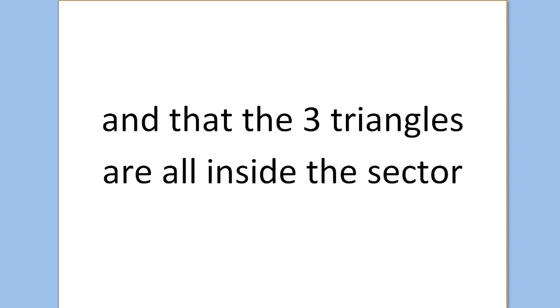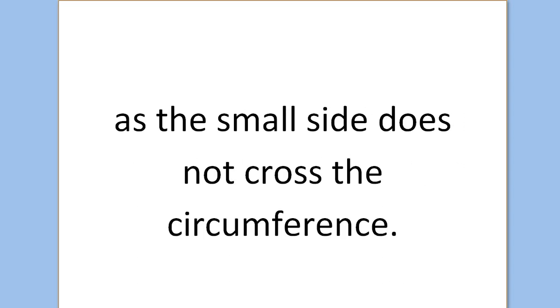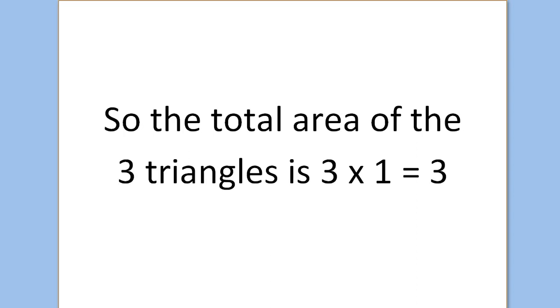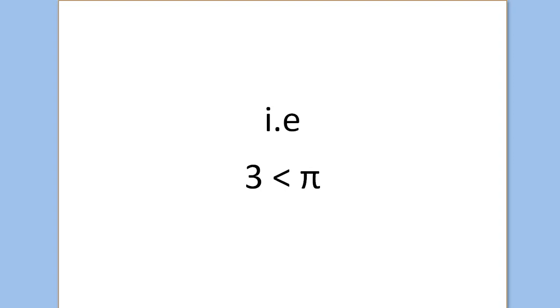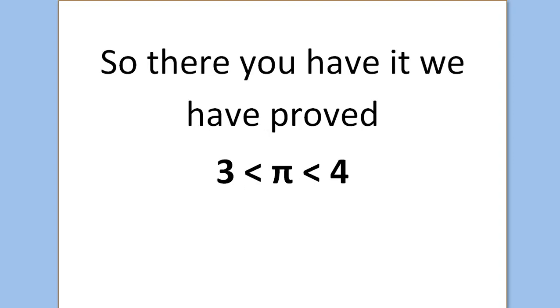And that the 3 triangles are all inside the sector, as the small side does not cross the circumference. So the total area of the 3 triangles is 3 times 1, which equals 3. And that must be less than the area of the sector, which was pi, i.e. 3 is less than pi. So there you have it. We've proved that 3 is less than pi is less than 4.